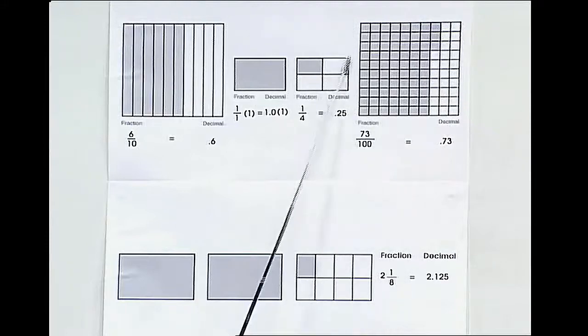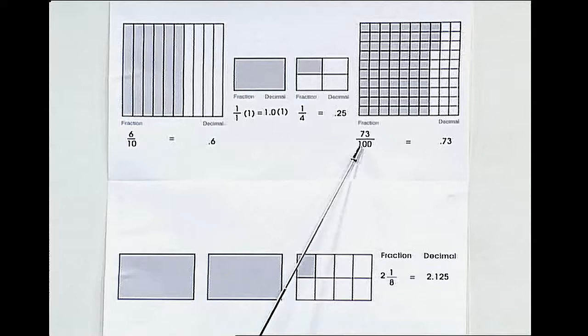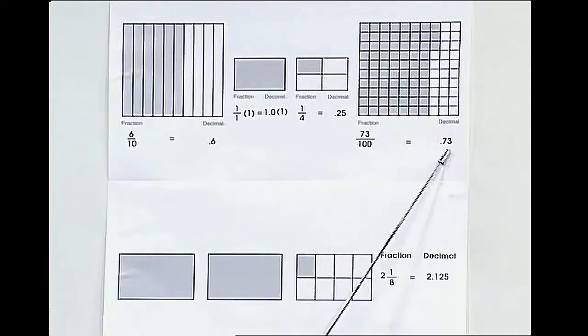In this picture, we have 100 squares. 73 out of 100 have been shaded. The decimal is 0.73.